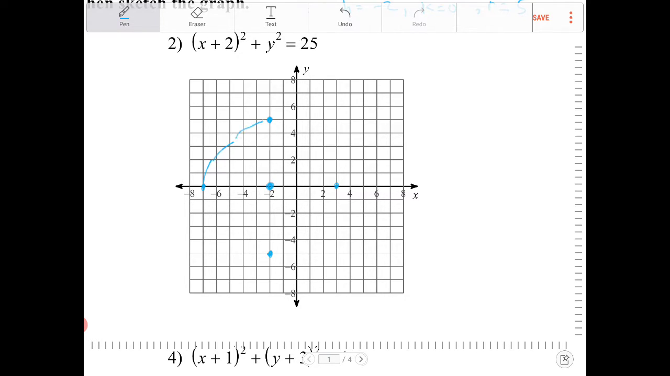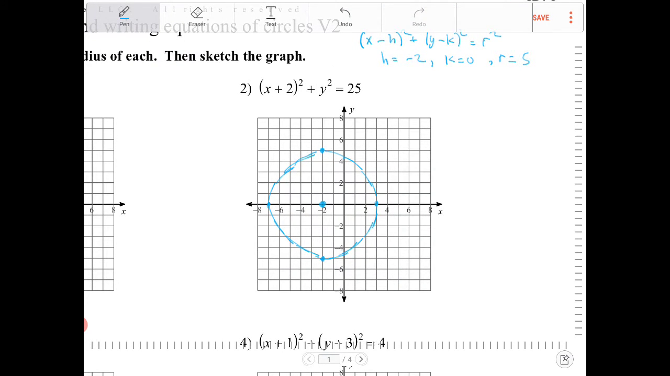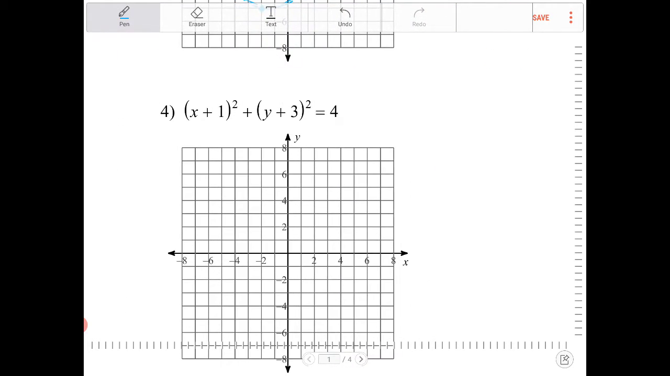And roughly, because I don't have a compass here, and this app doesn't allow me to draw shapes, it's roughly going to look like that. All right, let's try one more time.